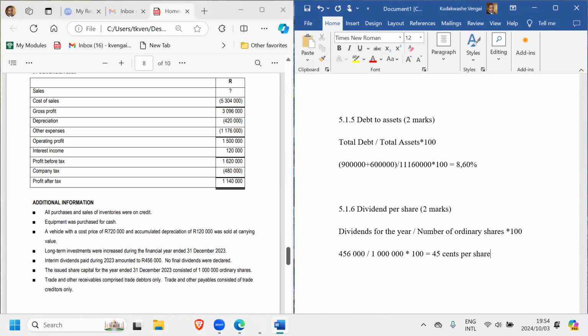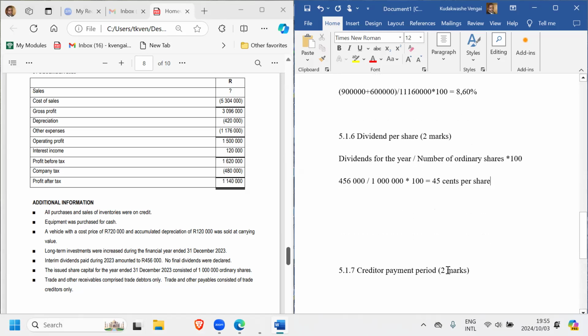So if you don't multiply by 100, you get your answer in rands. But most of the time when we do this ratio, we multiply it by 100 so that we can get an answer that is in cents, because that's how you interpret this ratio. Usually it's in cents. It could be even 100 and something cents per share. Doesn't matter, but it should be in cents.